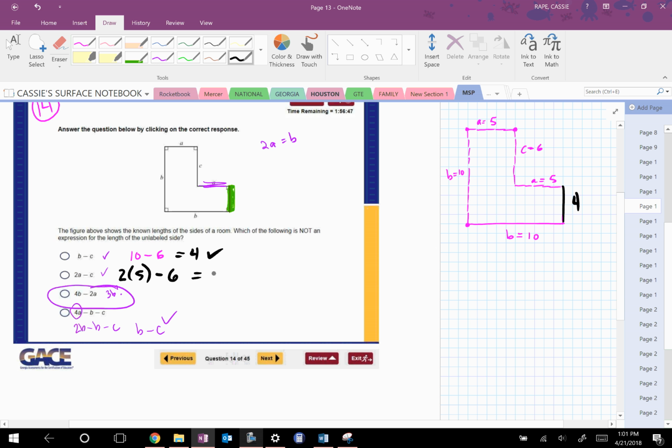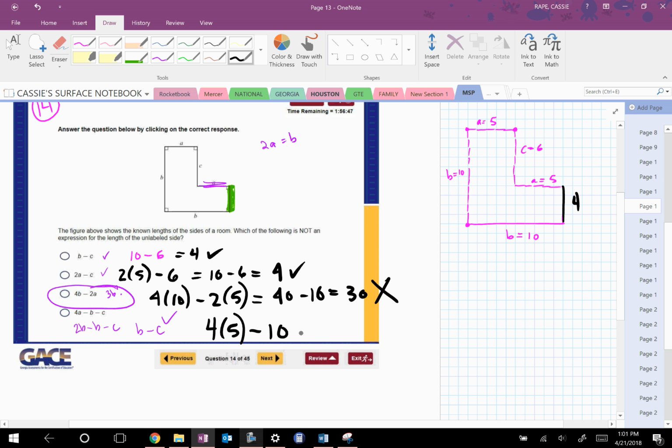Check. 4B, so that would be 4 times 10 minus 2A, so 2 times 5. So 40 minus, no, sorry, 40 minus 10 equals 30. Does that equal 4? No. And let me just double check this last one now. 4A minus B minus C. So 4 times 5 is 20, minus 10 minus 6, which is 10 minus 6, which is 4.